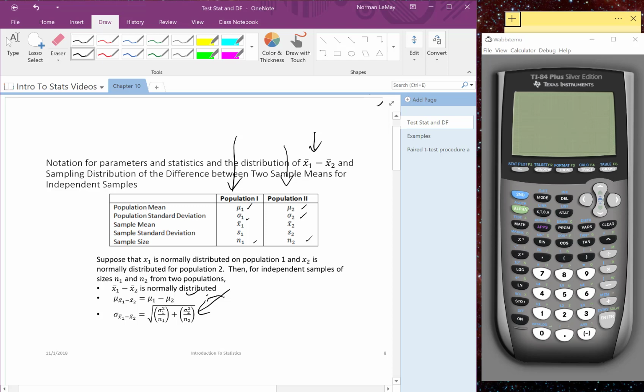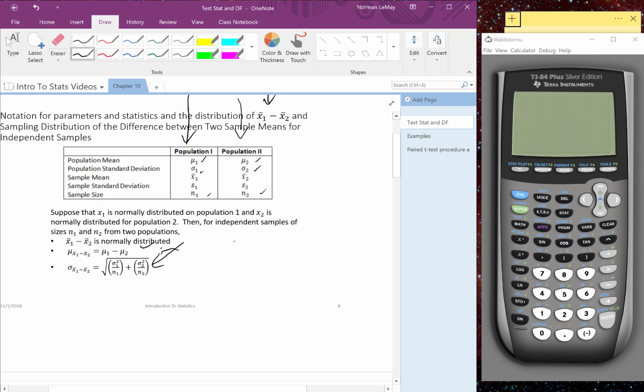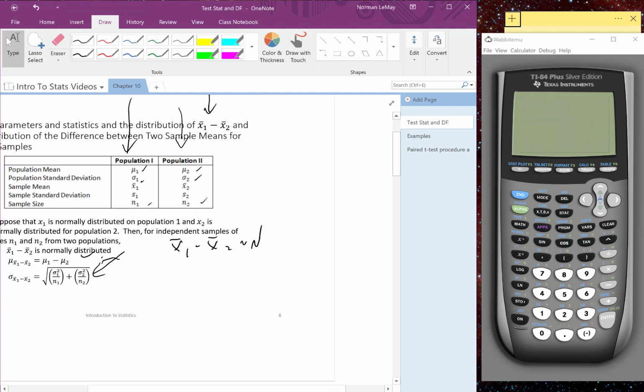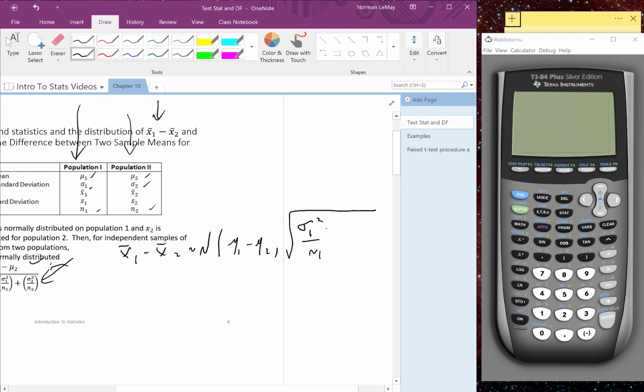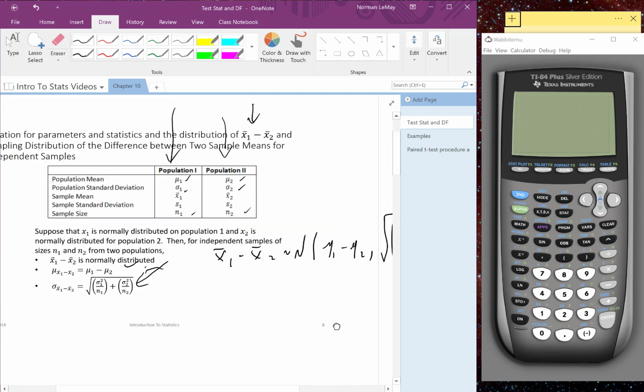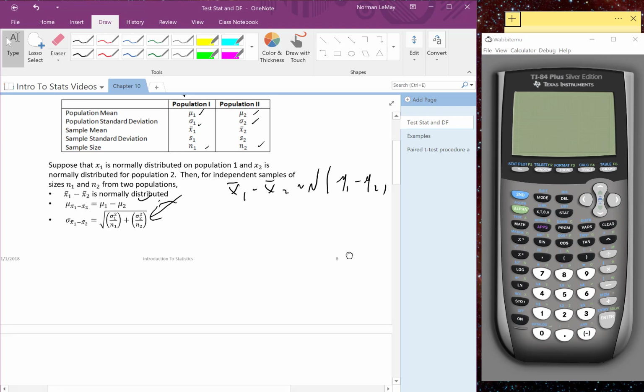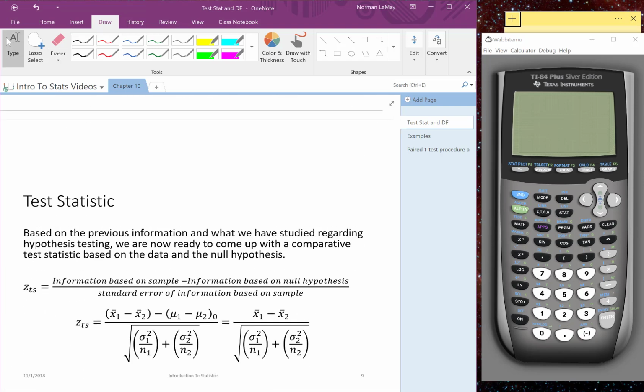So now we can formally state that x bar 1 minus x bar 2 is distributed normal with a mean of mu1 minus mu2 and a standard deviation of the square root of sigma 1 squared over n1 plus sigma 2 squared over n2. Now we have the distribution properties of the difference of two sample means, so we're ready to take a look at the test statistic.